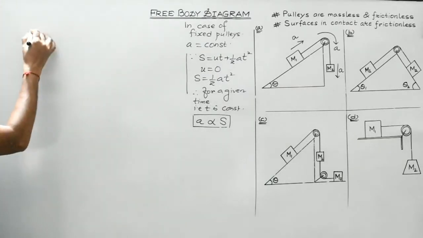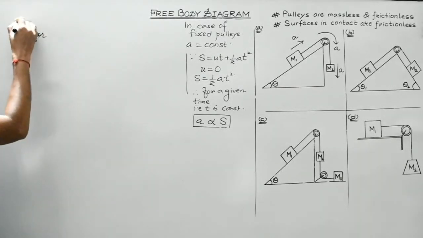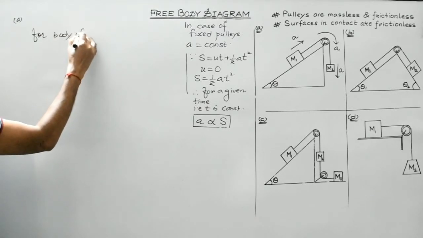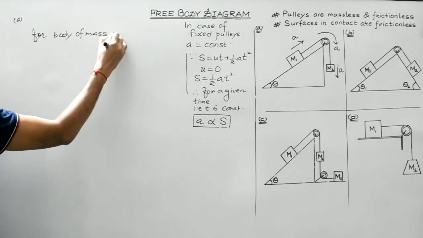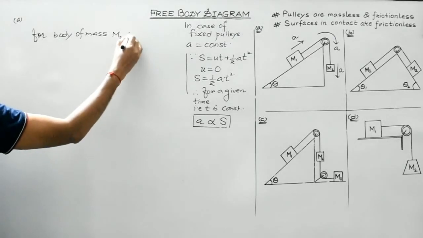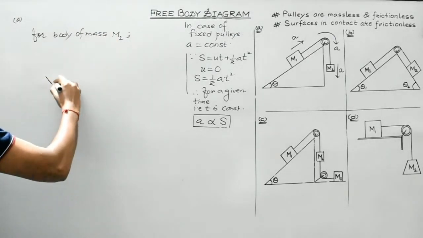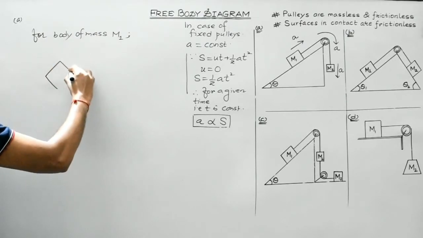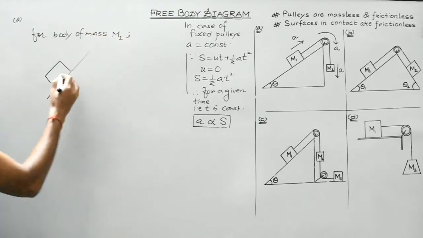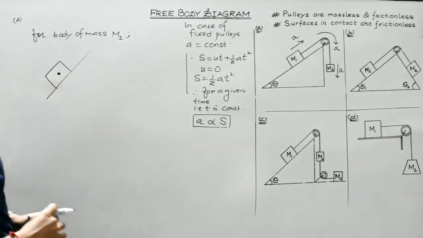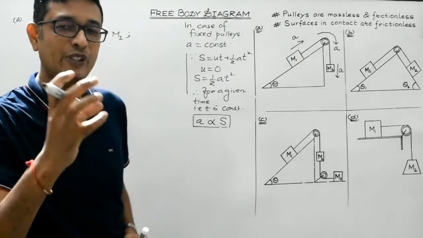Consider the free body diagram for body of mass m1, right? Let's consider body of mass m1. This is the case basically. This is the body of mass m1. This is the inclined plane. Okay. Suppose this is the point where the net mass, entire mass of the body may be assumed to be concentrated.